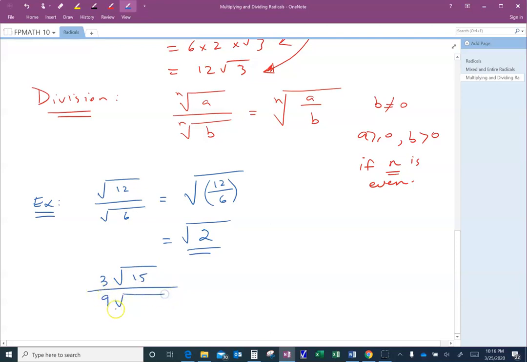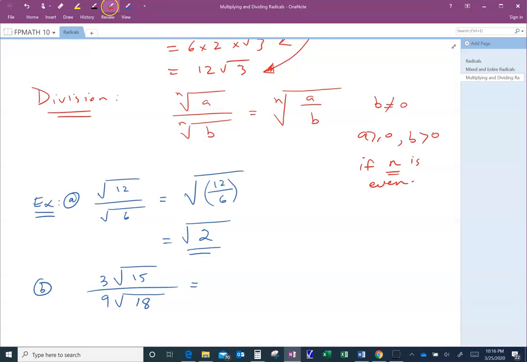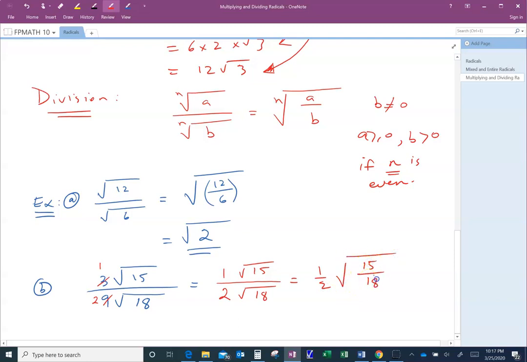Next one, let's suppose you have 3 root 15 divided by 9 root 18. That's another example, this is example B. In this case, the first thing you have to do is reduce or simplify the 3 and 9. 3 goes into 3 once, 3 goes into 9 three times. So the outside will be 1 over 3. So here is what we have, 1 over 3, and then we have root 15 over root 18. And then the last step is the 1/3 stays outside, and this 15 divided by 18 goes under the radical sign.